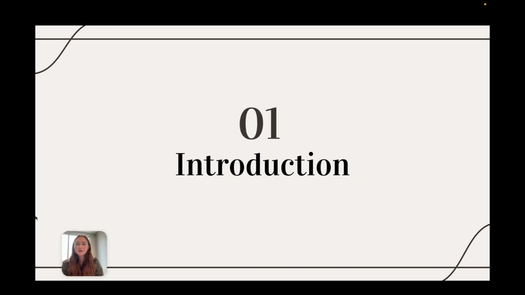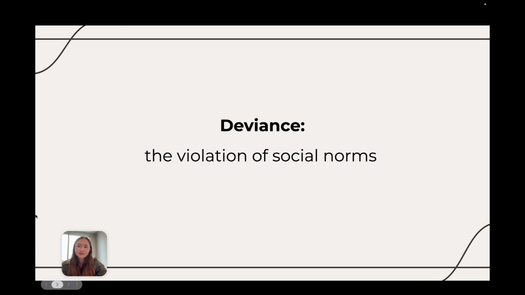Okay, so to begin, I'm going to start by talking about the different types of deviance and how it relates to our experiment. The basic definition of deviance is the violation of social norms, but there are a lot of other definitions that we have talked about.